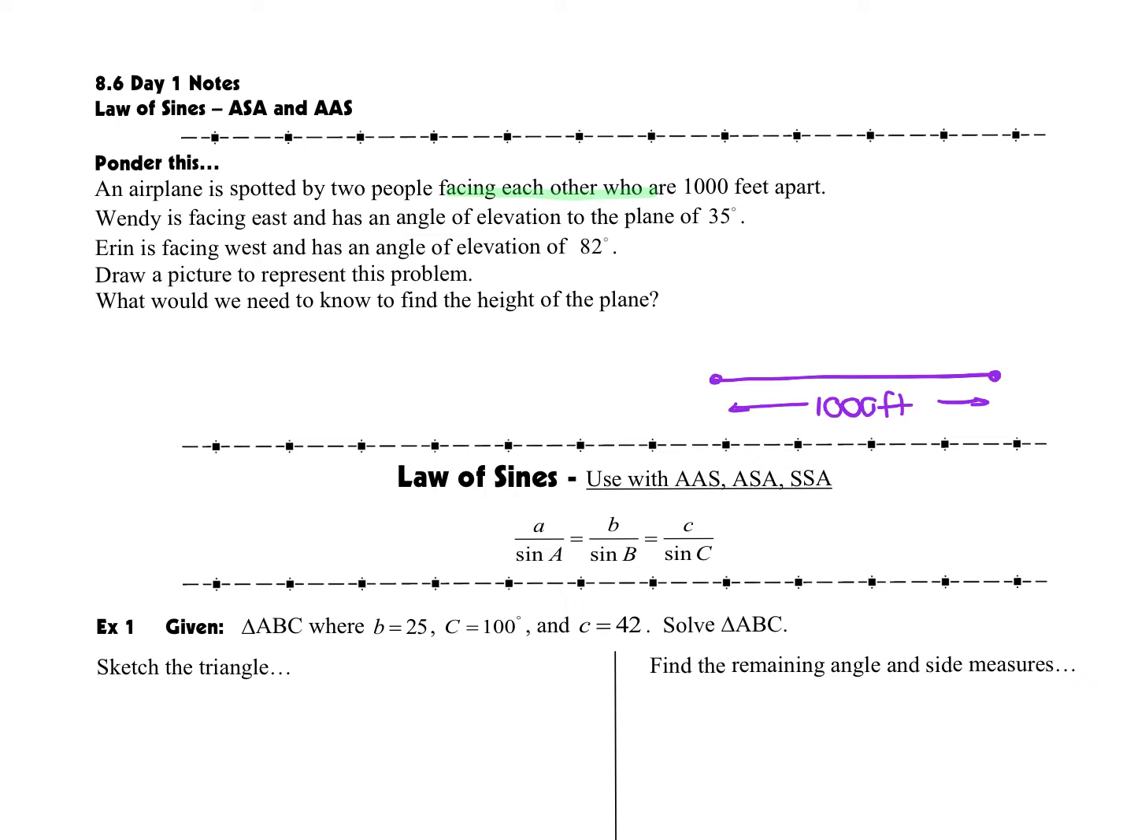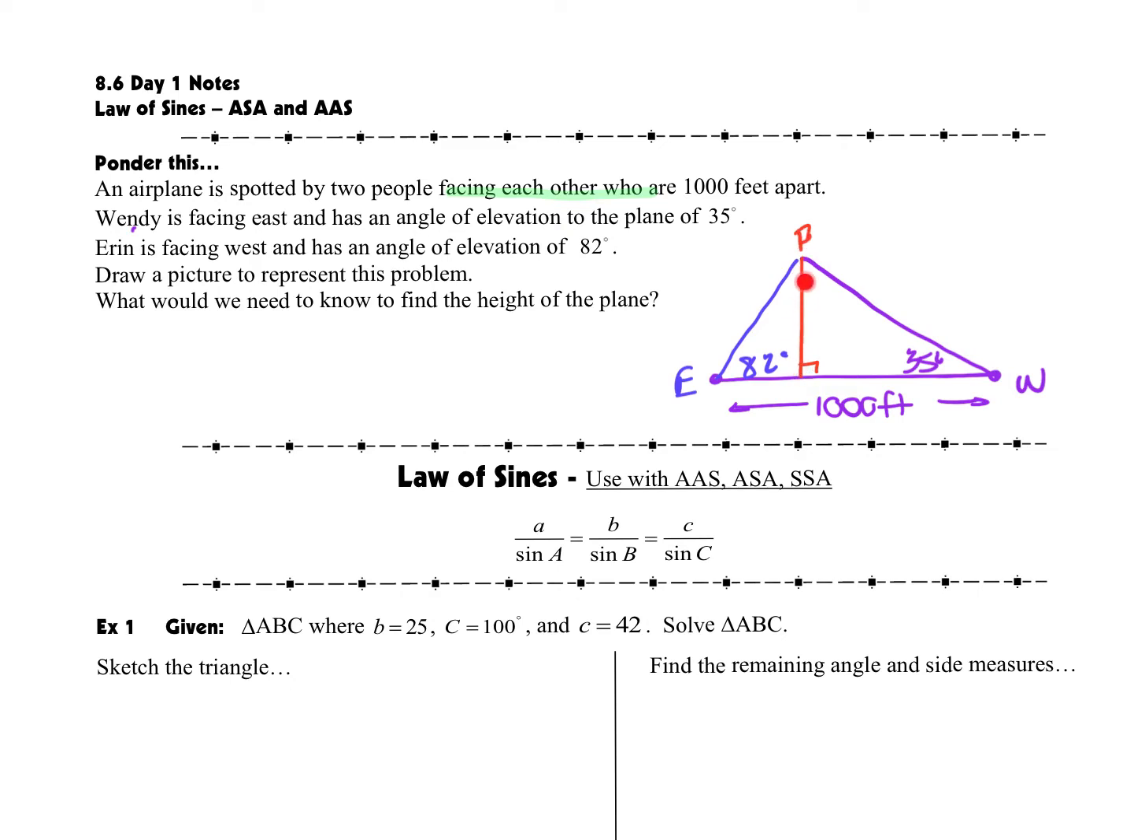Now, let's say Wendy is on the east side. So Wendy is standing over here and she's going to be facing west. And she's going to have her angle of elevation up to an airplane of 35 degrees. Then we're going to have Erin, who's going to be over here on the other side, and her angle of elevation up to the airplane is going to be 82 degrees. Now, what we want to ultimately find on this problem is the actual height of the airplane. Okay, so I'm going to go ahead and put a P up there for the airplane. We want to know how high the airplane is off the ground.